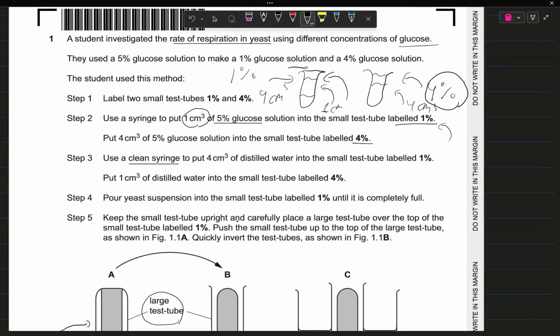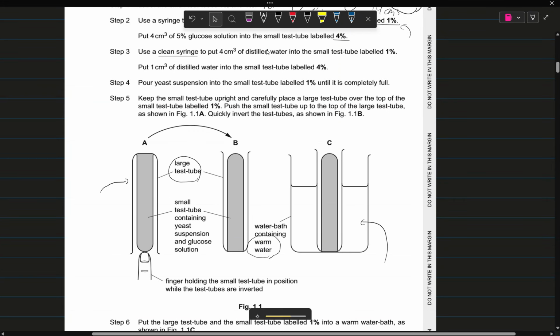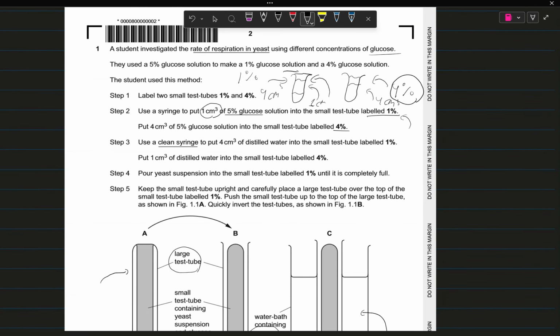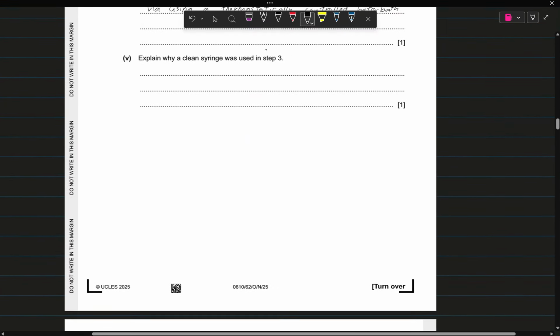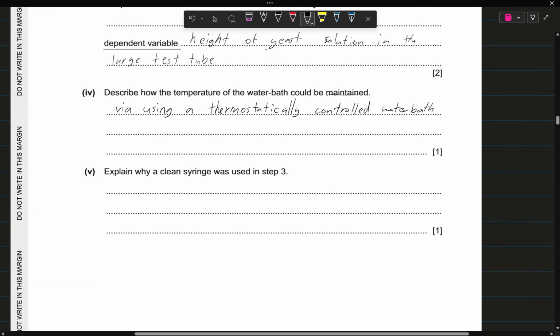Essentially, if we used a syringe that was previously used for anything else, maybe with a chemical in it, then it will contaminate the solution and potentially alter the results. Because we don't want that to happen, we will make sure that the solution is standardized using a clean syringe. So this is in order to avoid contamination of the solution.